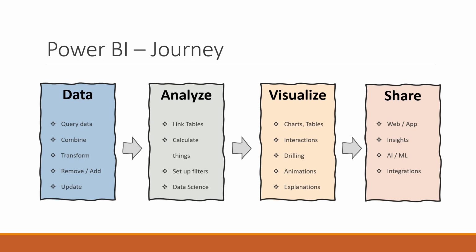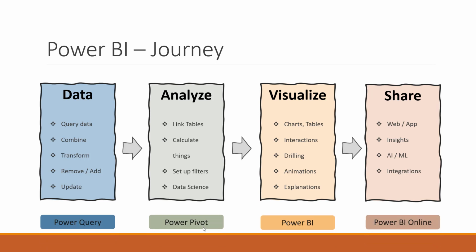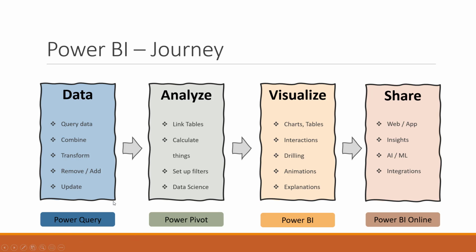Now, this is the journey that we follow, whether you're doing data analysis in Power BI or pretty much any software, including Excel. We tend to go through these steps in that order. We start with data, we analyze, we visualize, and then we share. Because Power BI is a comprehensive software that gives you this full spectrum, they have special names for each of the layers. The first layer is called Power Query, using which you can query the data and do the transformations. The second layer is called Power Pivot, through which we can analyze the data.